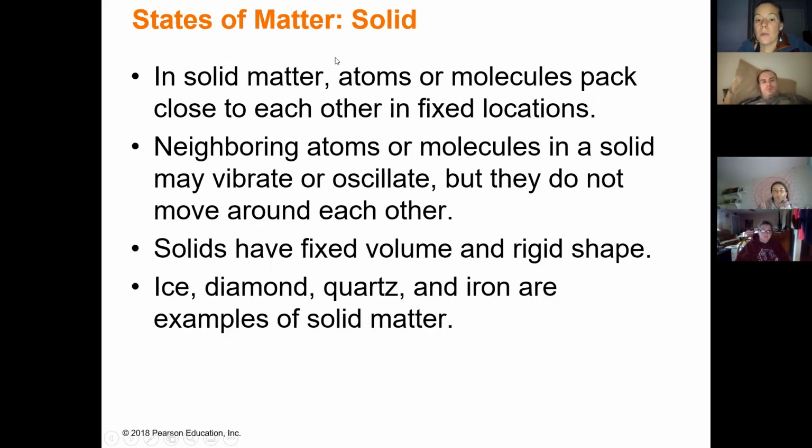So some things that go along with this: when you're in a solid state, the matter has a fixed volume and a rigid shape. If I take an ice cube out of the ice cube tray and put it in a glass, does the ice cube change shape? No, it stays that same square shape, and it stays the same volume. Ice, diamond, quartz, iron, they're all examples of solids. Most of the metals on the left side of the periodic chart are solid form. There is one metal that is not solid at room temperature, and that would be mercury.